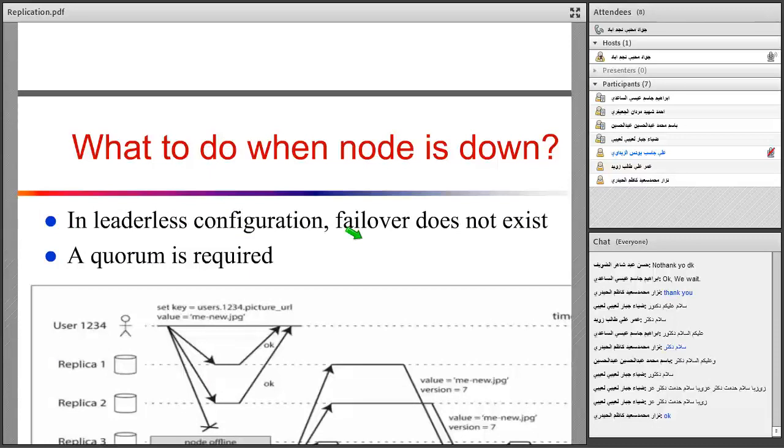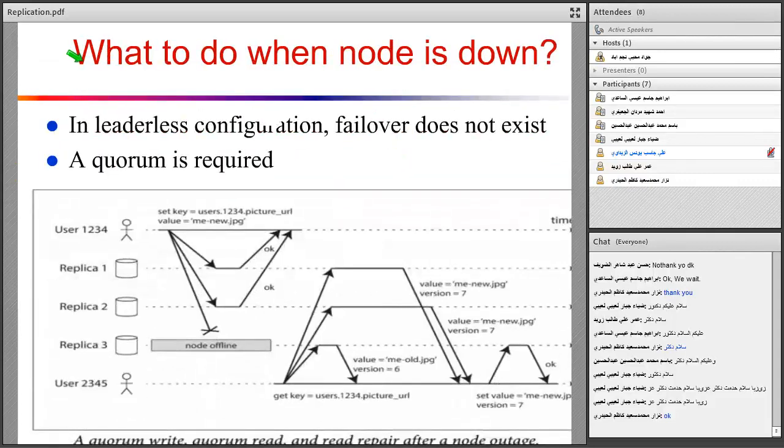What to do when a node is down in leaderless replication? I'm going to answer this question, but before that, it's necessary to understand what processes are done in this technique.